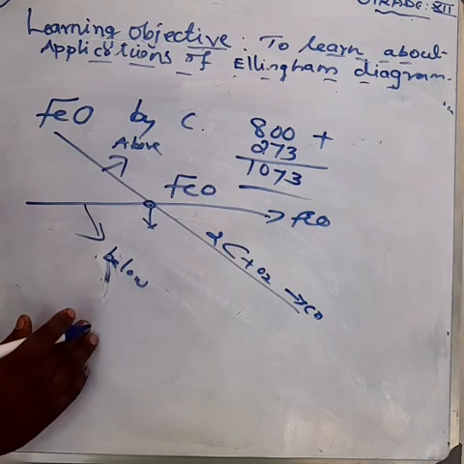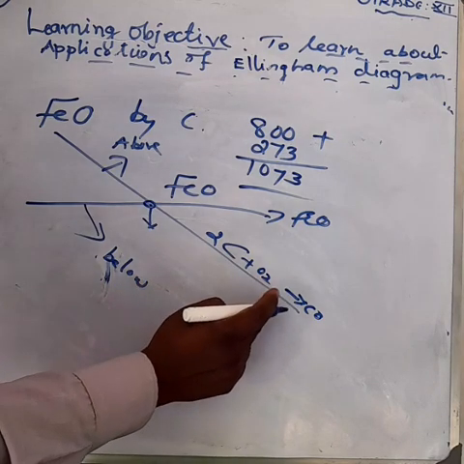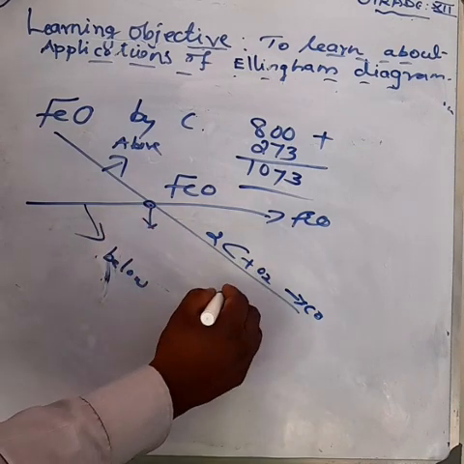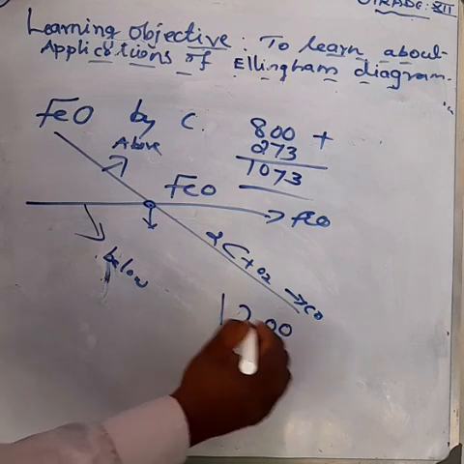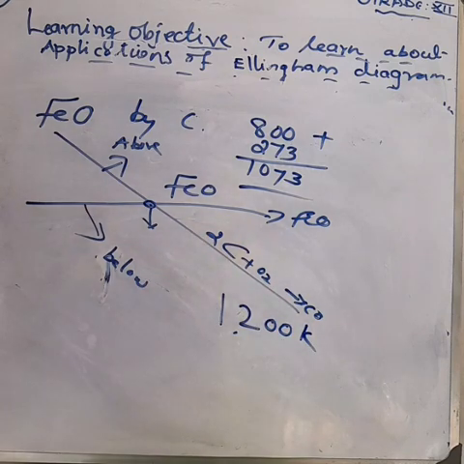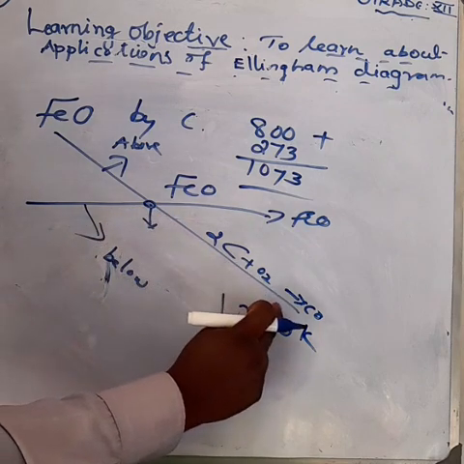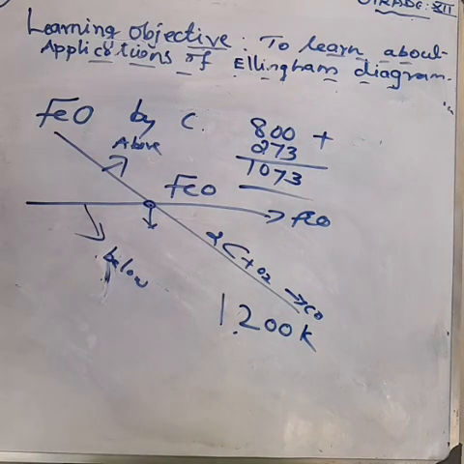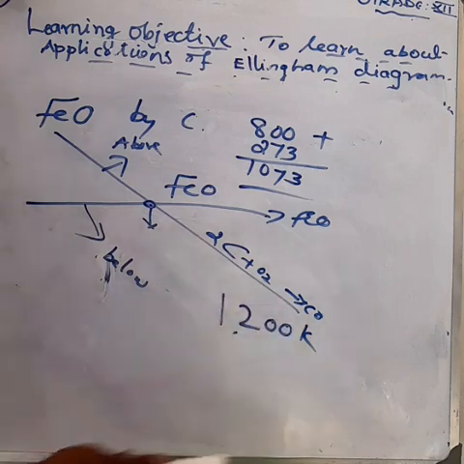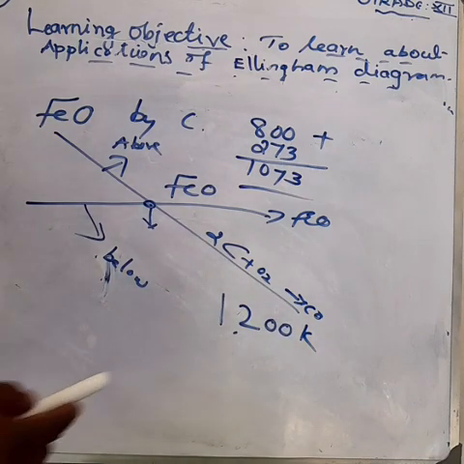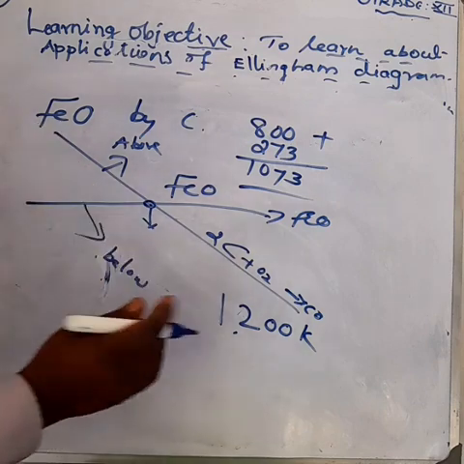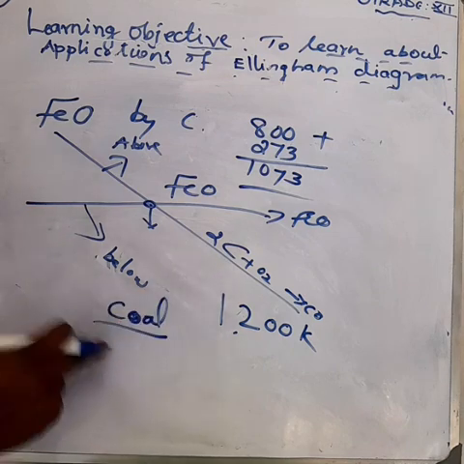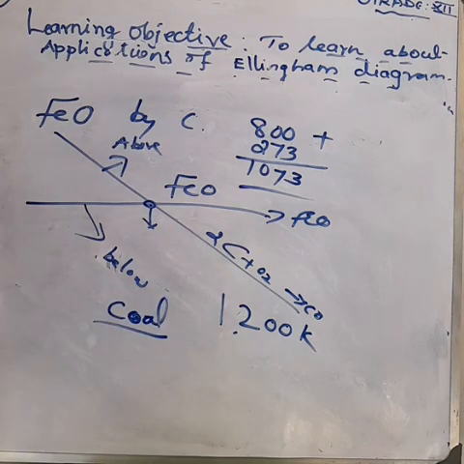And one more point, when we compare with carbon: above 1000 Kelvin, maybe 1200 or so, the carbon line lies below the iron line, and we use coke here. Coke means carbon, am I right? Coke is used as the reducing agent above this temperature.